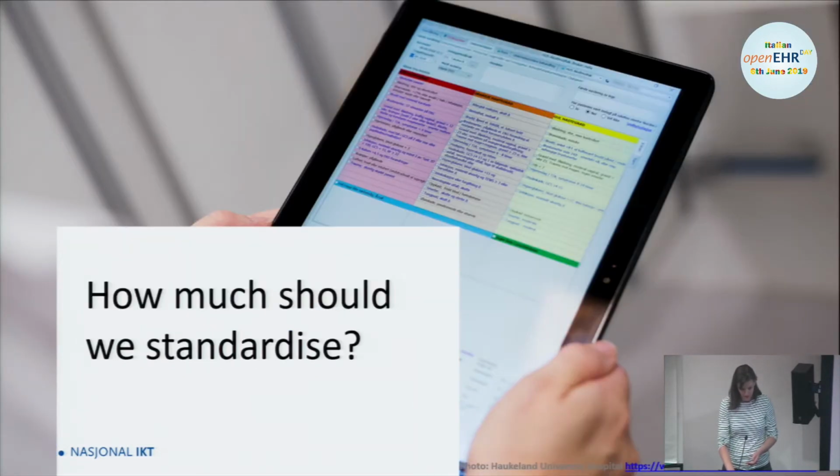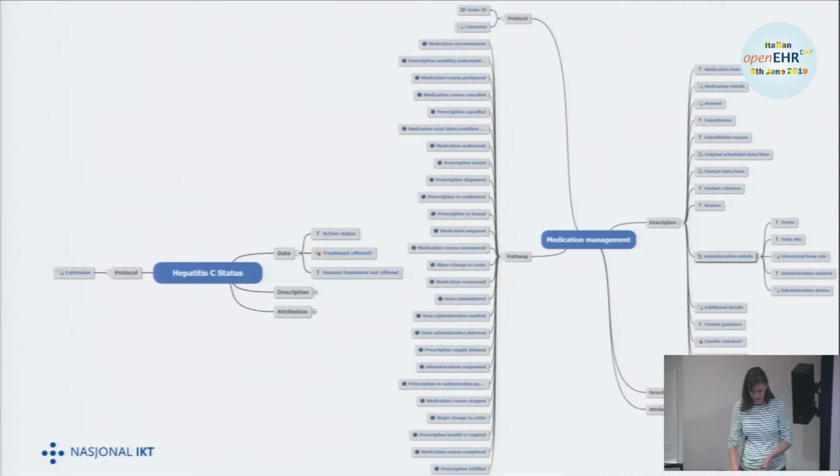So on to the pragmatic standardization. How much should we actually standardize, and how do we make the selection? I don't know if you can read this, but these are two models about hepatitis C status and medication management. They're obviously very different in size and complexity, but they're also different with regard to whether they should be standardized. One should definitely be standardized because it's used everywhere, and the other one is probably more a local use case. So how do you make this choice?